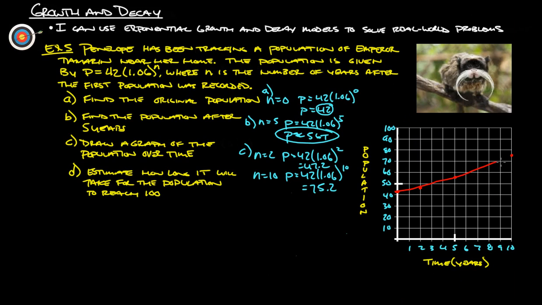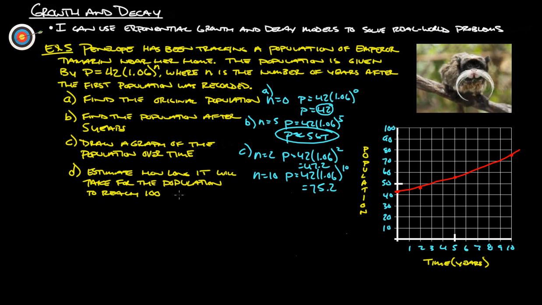Because it is growing exponentially over time. So if it continues to grow like this, say if we had 100 years, it's going to be significantly bigger. Okay, so we have done those 3 things.